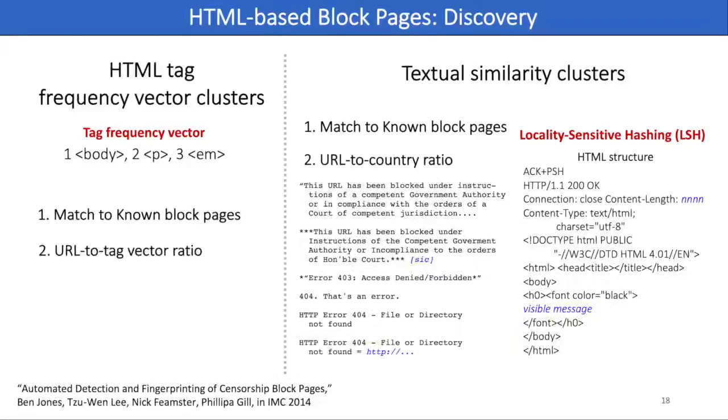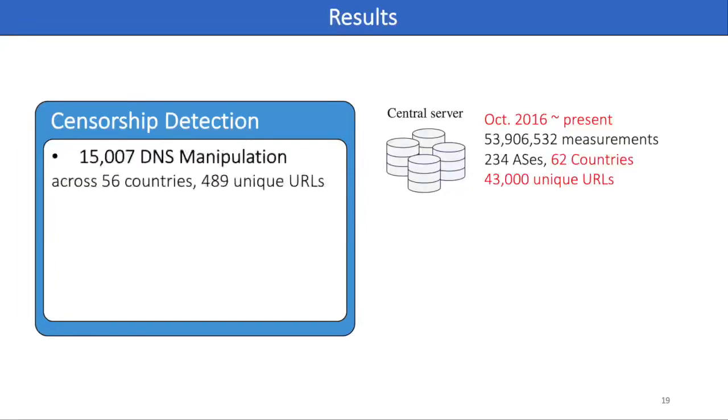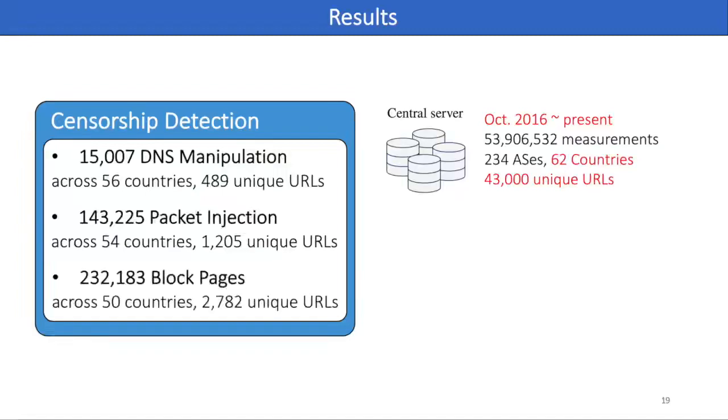For that, we compute the URL to tag vector ratio and the URL to country ratio. Then we sort the clusters from largest to smallest ratio and inspect the entire list manually. By doing that, we found 15 and 33 new block pages respectively. As a result, we ran our three detection techniques over the collected data and observed 15,000 DNS manipulation, 143,000 packet injection, and 232,000 block pages.